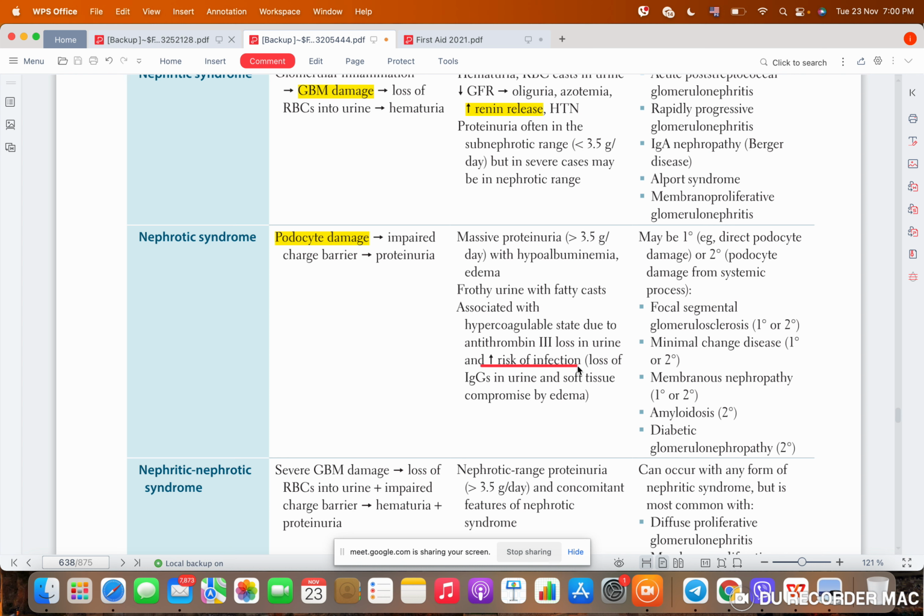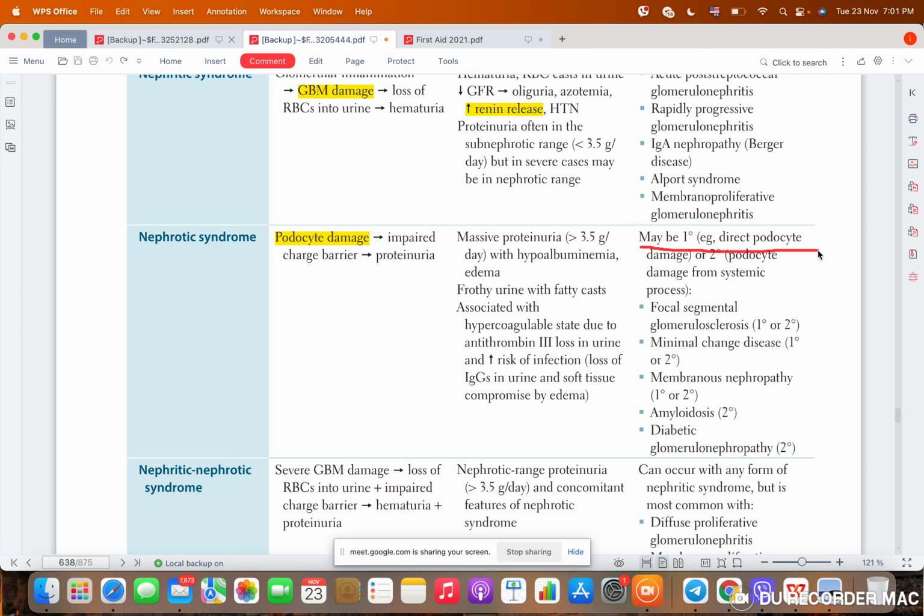And also there is an increased risk of infection. Why? Because you are losing a lot of IgGs, immunoglobulin Gs, which are proteins, and thus you can lose them in your urine. Actually, they are glycoproteins, but it's fair game. And soft tissue is compromised by edema. So there will be a lot of IgGs inside your urine. And since they are inside the urine, what happens to your immune system? It goes down.